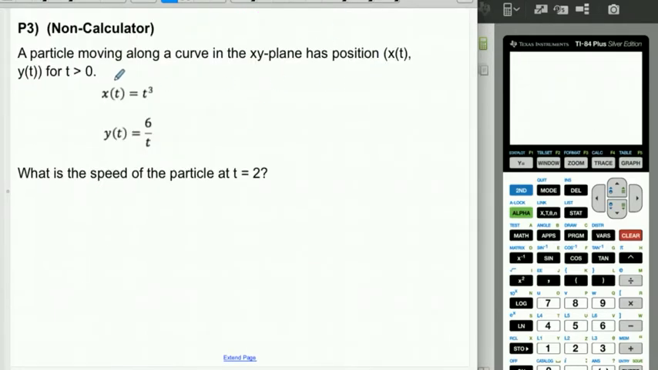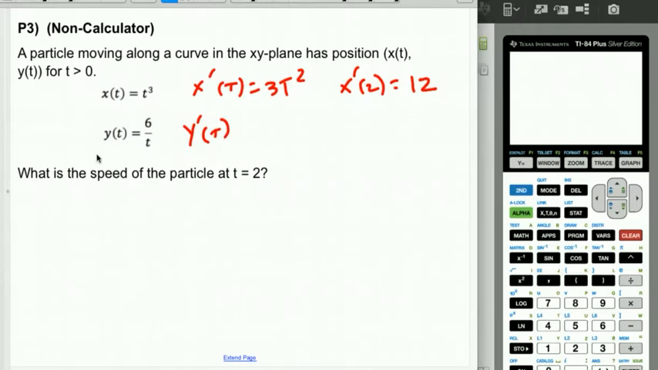Same idea, right? Particle in the xy plane, we have x of t and y of t. What's the speed, right? So again at t equals 2, you need x prime of t, which is going to be 3t squared. You're going to need x prime of 2, which is going to be 3 times 4, so a 12. You're going to need y prime of t.